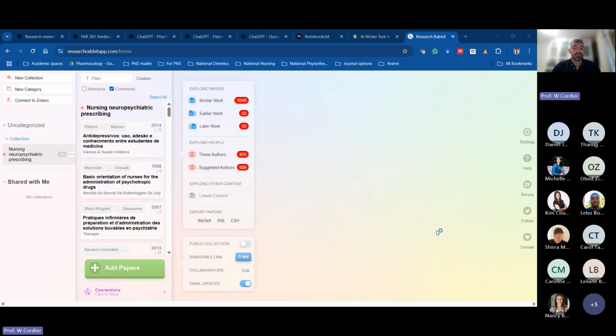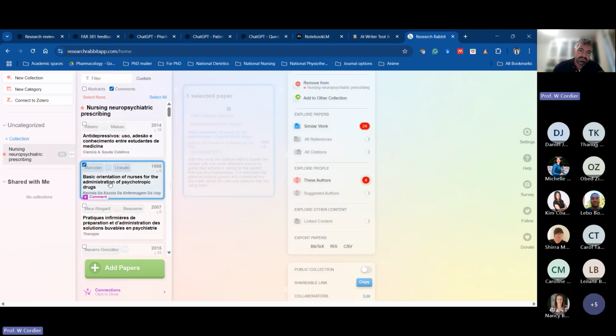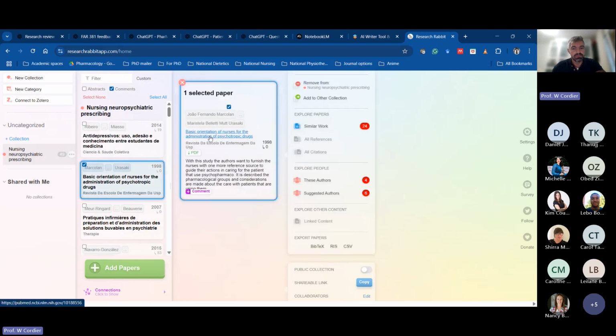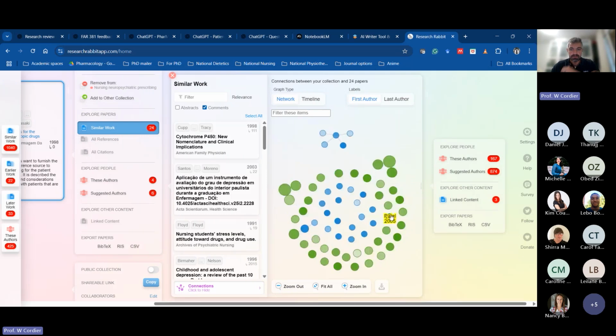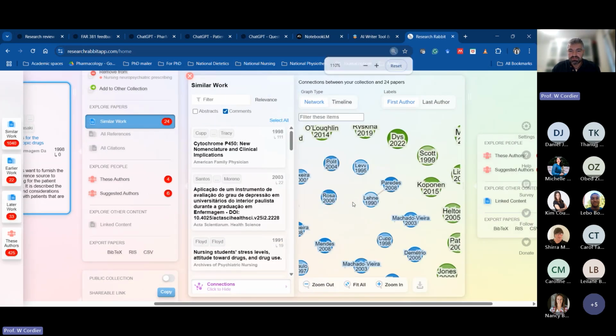So if you upload literature within Research Rabbit, what happens is that you start seeing networks form between the literature that you have, as well as the literature that you don't have. So for example, if we look at this article, The Basic Orientation of Nurses for the Administration of Psychotropic Drugs, we can go and look at similar work. And if we start looking at similar work, it starts to generate all of these nodes.